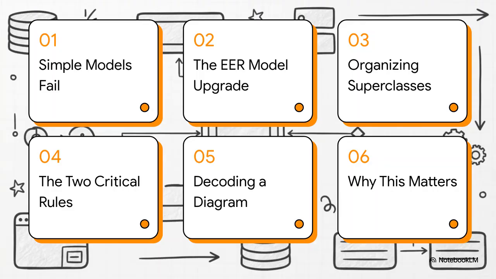So to get our heads around this, here's the plan. First, we'll see exactly where simple models fail. Then we'll bring in the EER model upgrade. We'll get into the key concepts, like superclasses, and cover two really critical design rules. After that, we'll actually decode a real diagram, and we'll wrap it all up with why any of this really matters in the first place.